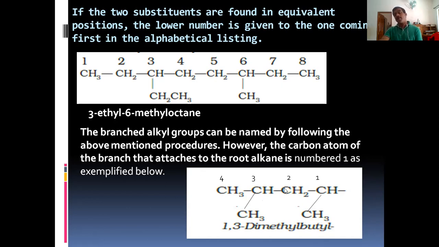So it will get number 1, number 2, number 3, number 4. The substituent methyl groups are attached to the first carbon atom and to the third carbon atom. So the name of the substituent for this carbon atom is a butyl group, but there are 2 substituents, in the first and third positions. So we can write it as 1,3-dimethyl-butane. That is the name of the substituent.